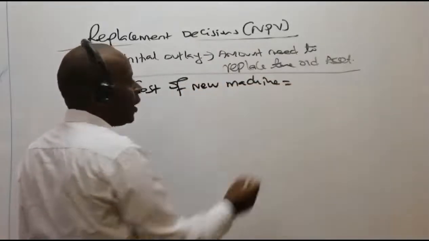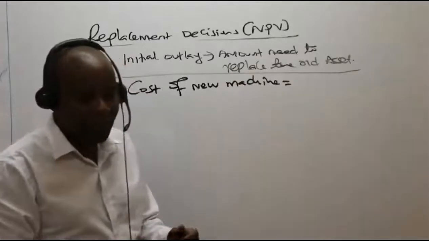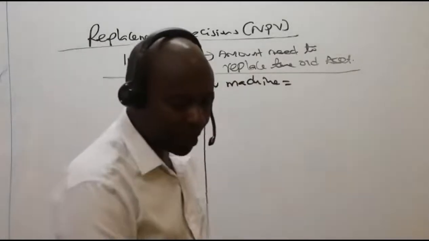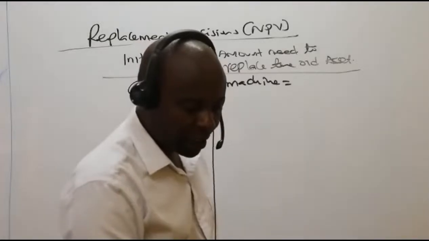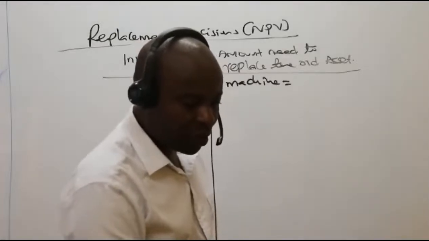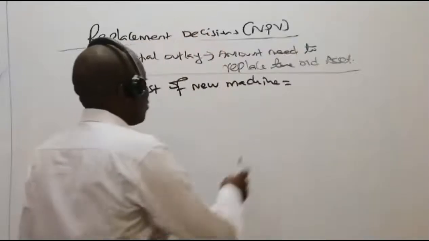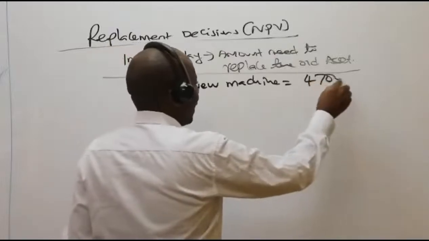So the cost of the new machine, ladies and gentlemen, what do we have here? Cost of the new machine, here we are. You can see the new machine has a purchase price of 4,700. So in this case here, the cost of the new machine is 4,700.